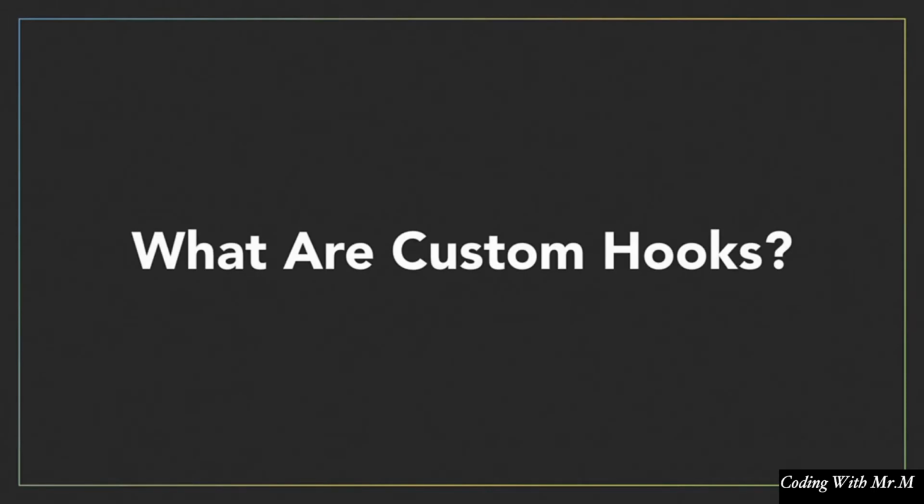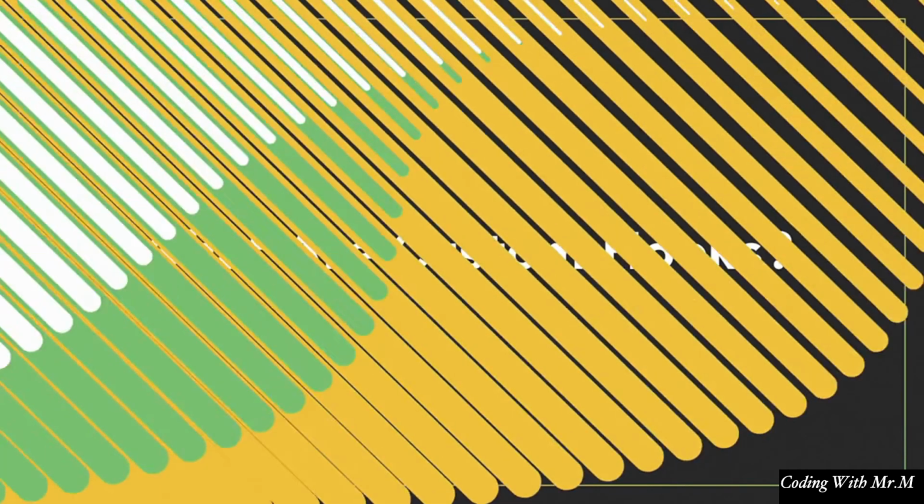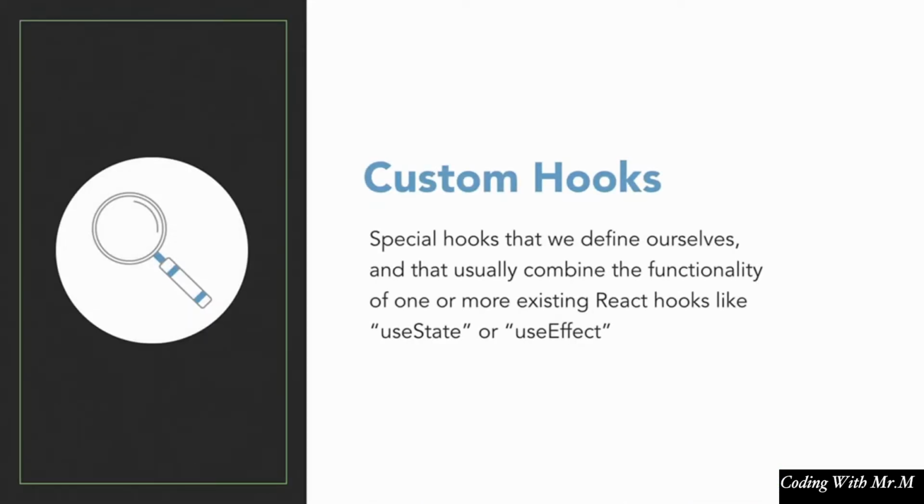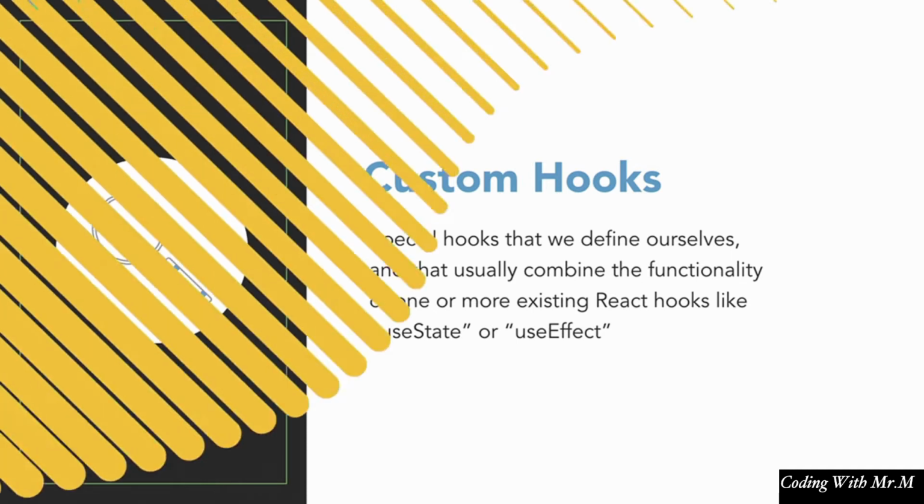All right, the next React design pattern we're going to take a look at is the pattern of custom hooks. So what are custom hooks? Well, custom hooks are basically when instead of just using the basic hooks that React provides us with, such as useState and useEffect, we actually combine these hooks into our own new hooks.